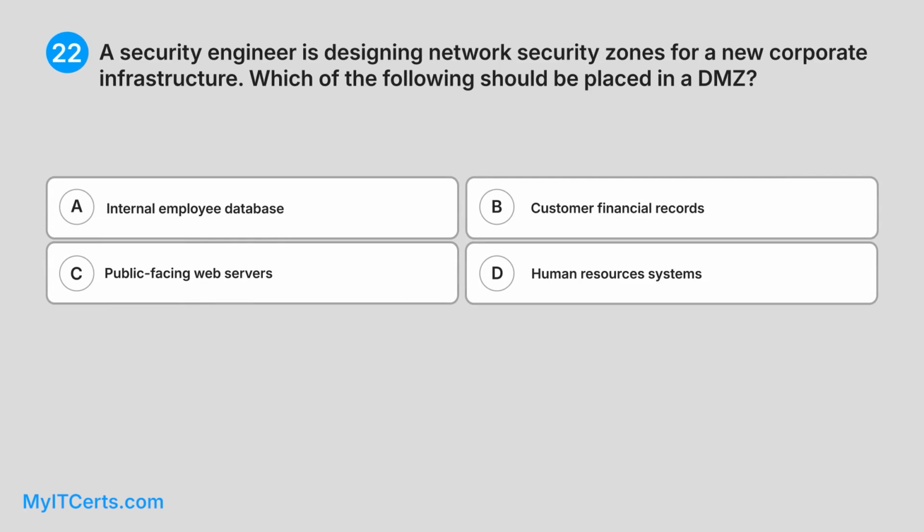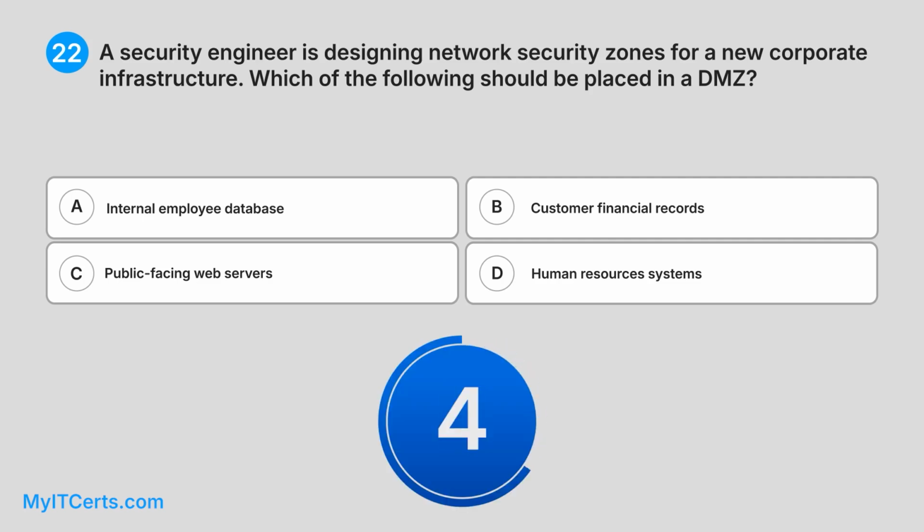22. A security engineer is designing network security zones for a new corporate infrastructure. Which of the following should be placed in a DMZ? A. Internal employee database. B. Customer financial records. C. Public-facing web servers. D. Human resources systems. What do you think is the answer?